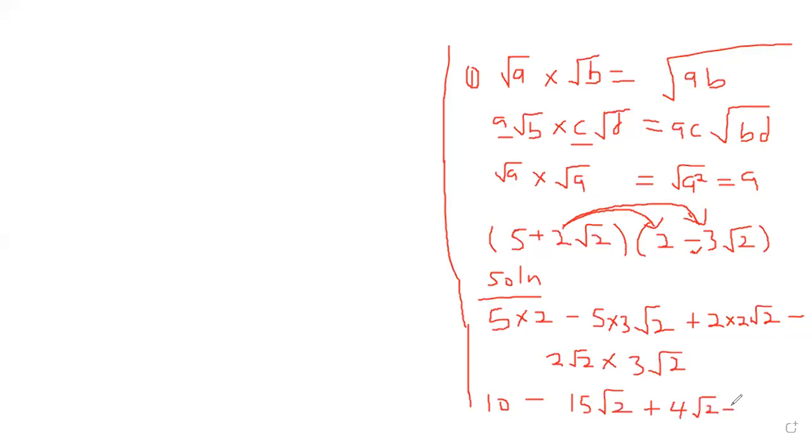Minus, we're going to have 2 times 3 is 6. Then root 2 times root 2, that's root A times root A will give us what? A. So root 2 times root 2 will give us what? 2. So we'll end up as 10 minus 15 root 2 plus 4 root 2 minus 12.